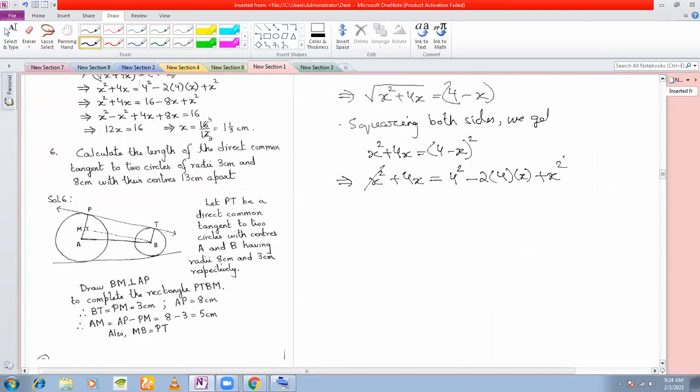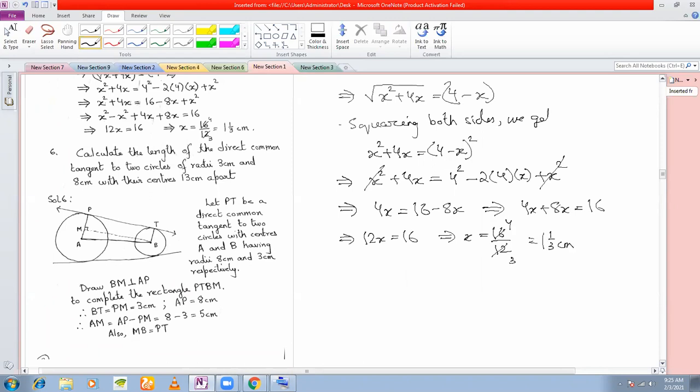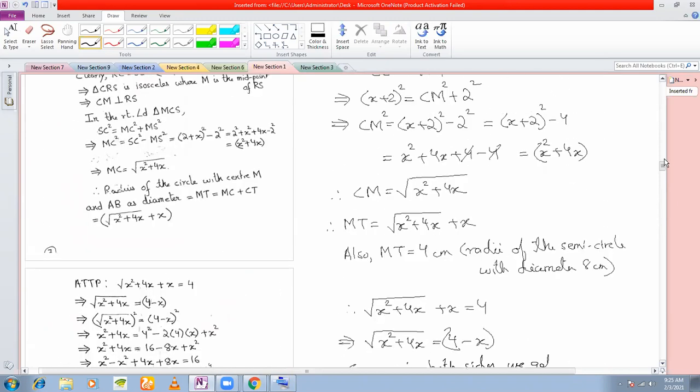You get x square plus 4x is equal to, expand this, this is 4 square minus 2 into 4 into x, 2ab, plus x square. So x square and x square cancel from both sides. You simply get 4x is equal to 16 minus 8x. That means 4x plus 8x is equal to 16. 12x is equal to 16. That means x is equal to 16 by 12. That's it. Cancel this with 4. So this is 4/3 centimeter. That is the radius of the circle.